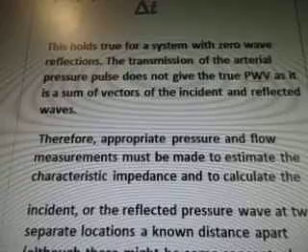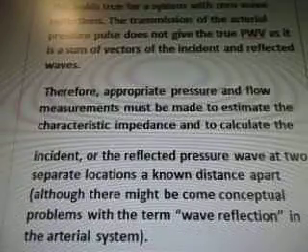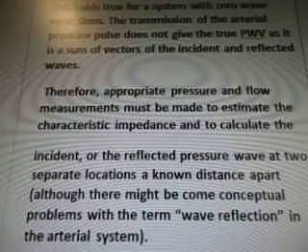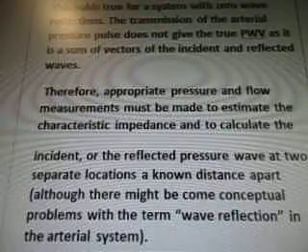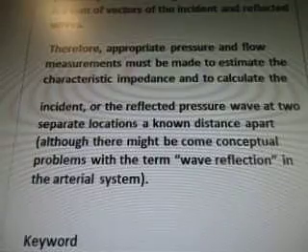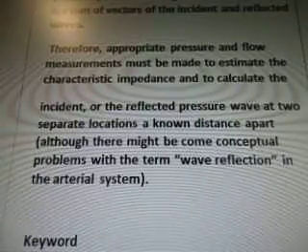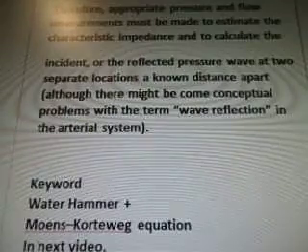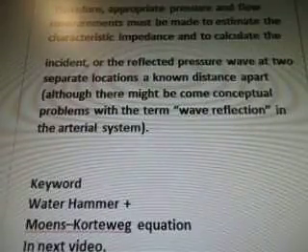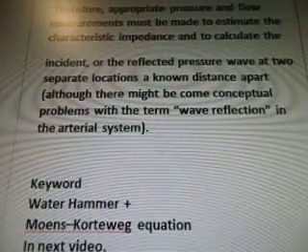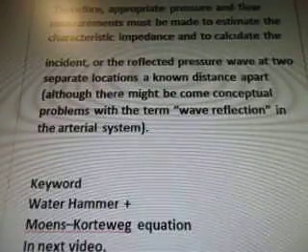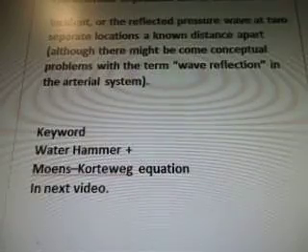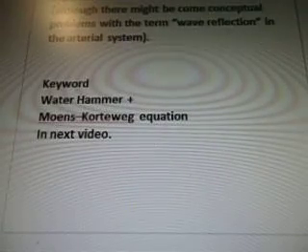The transmission of the arterial pressure pulse does not give the true PWV, as it is a sum of vectors of the incident and reflected waves. Therefore, appropriate pressure and flow measurements must be made to estimate the characteristic impedance and to calculate the incident or the reflected pressure wave at two separate locations, a known distance apart, although there might come conceptual problems with the term wave reflection in the arterial system. So the keyword Water Hammer and Moens Korteweg equation will be in our next video.